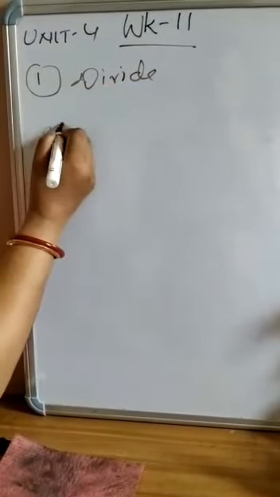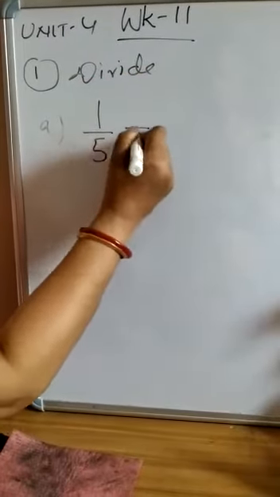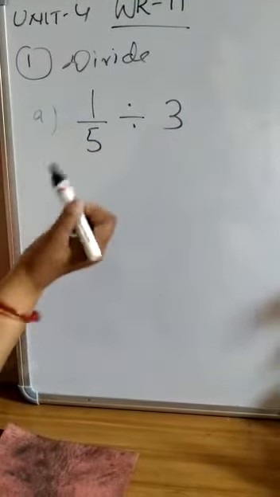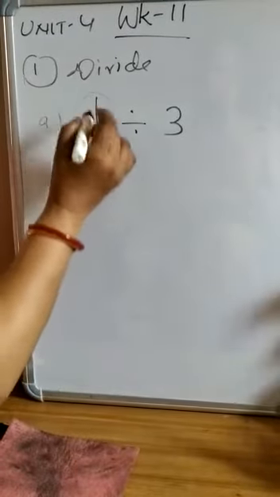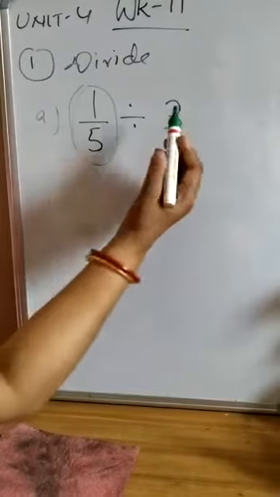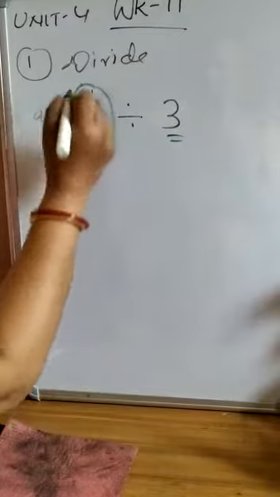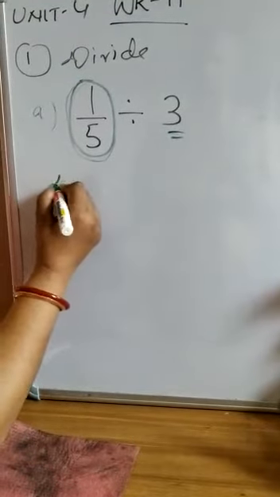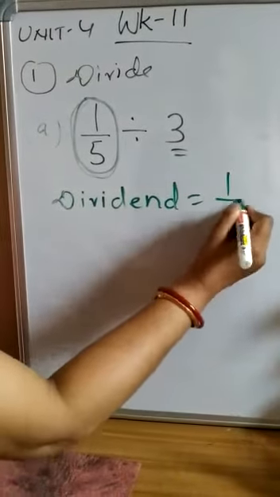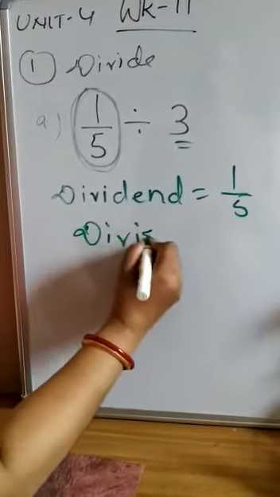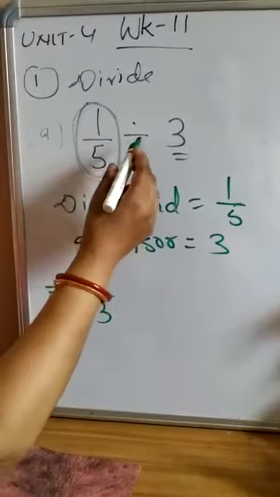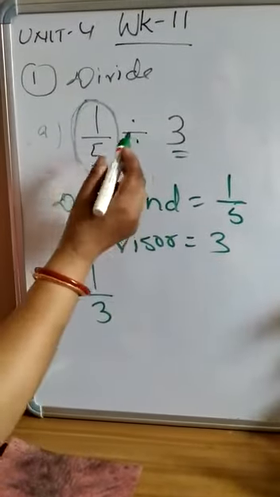Now let us take an example, 1 by 5 divided by 3. So here is a division between a fractional number and a whole number. Okay, here 1 by 5 is what? It is the dividend and 3 is the divisor. So here the dividend is equal to 1 by 5, and the divisor is equal to 3. So 1 by 5 will be divided by 3.